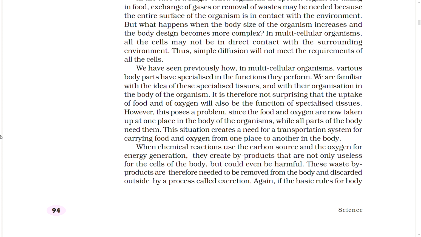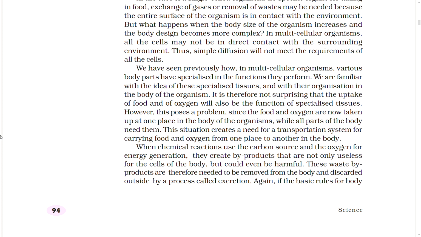This situation creates a need for a transportation system for carrying food and oxygen from one place to another in the body. When chemical reactions use the carbon source and the oxygen for energy generation, they create byproducts that are not only useless for the cells of the body but could even be harmful. These waste byproducts therefore need to be removed from the body and discarded outside by a process called excretion.